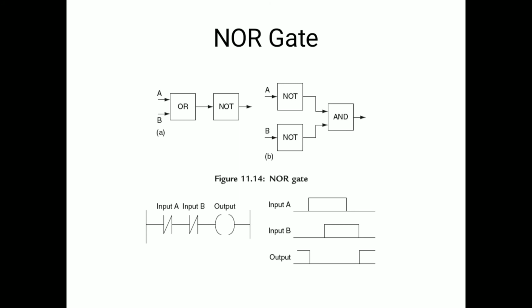Similarly, for programming a NOR gate, you have a combination of OR and NOT gate. In that case, you will have two switches in series that will be in normally closed position, and there will be one output. In this way you can represent NOR gate programming in case of PLC.